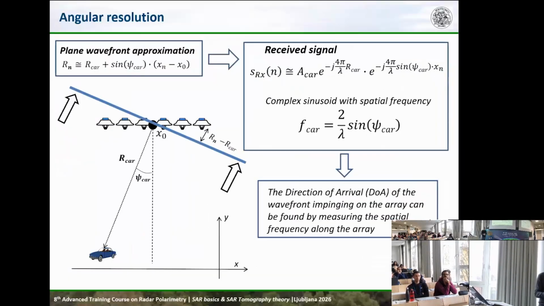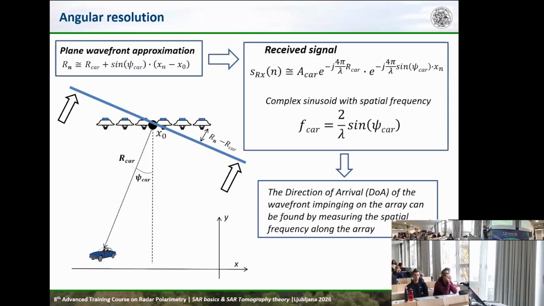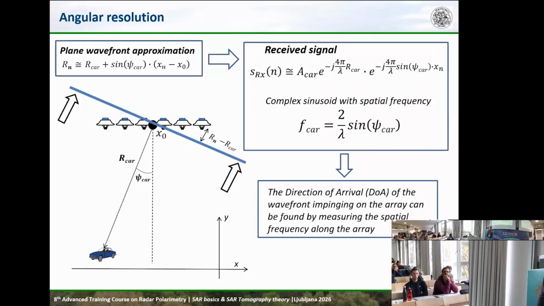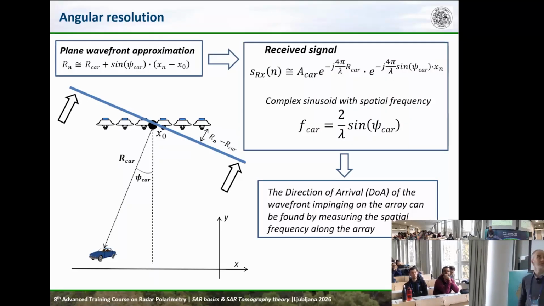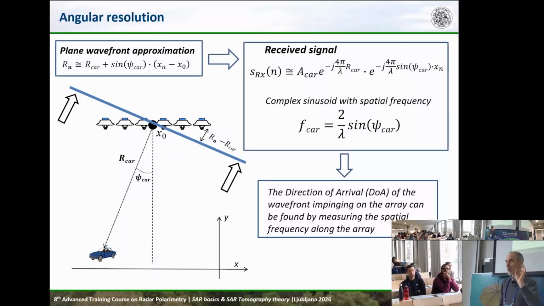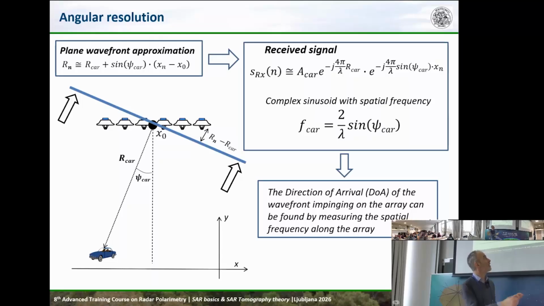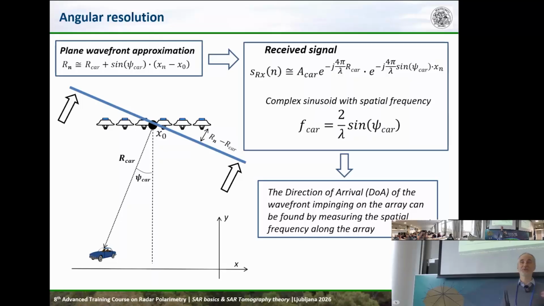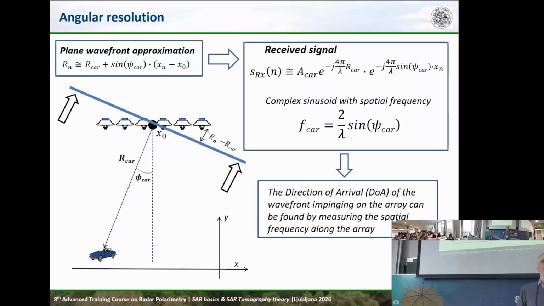We have now that if we take a look at the signal collected by the different antennas, we have a sinusoid as a function of space, whose frequency is connected to the angle under which the car is seen from the array. So what I want to say is basically that if we had a way to measure this frequency, then we would know the angular position of the target. And this is how it works.